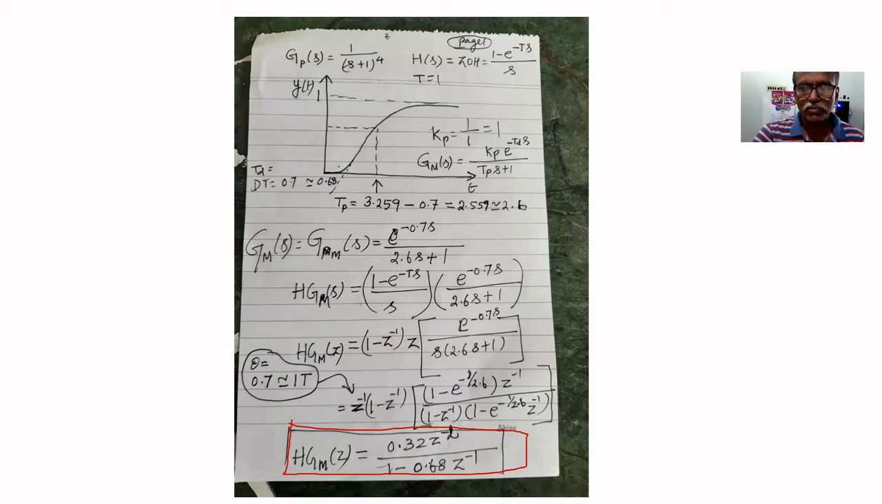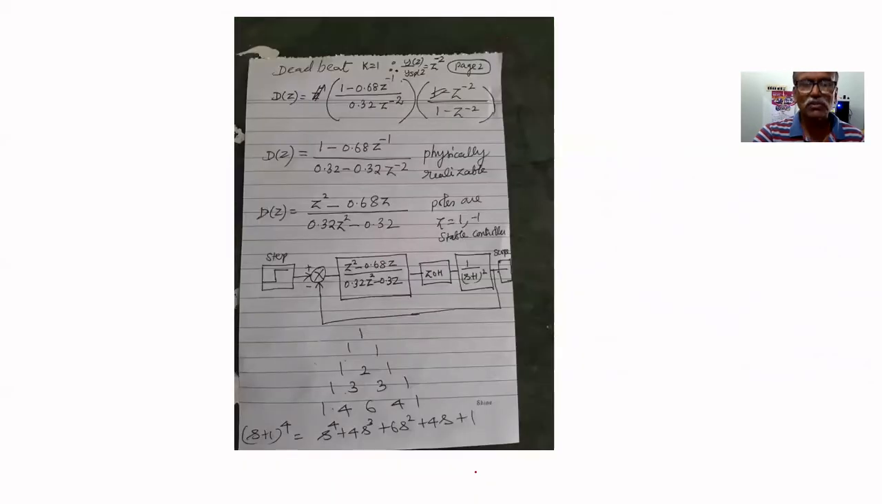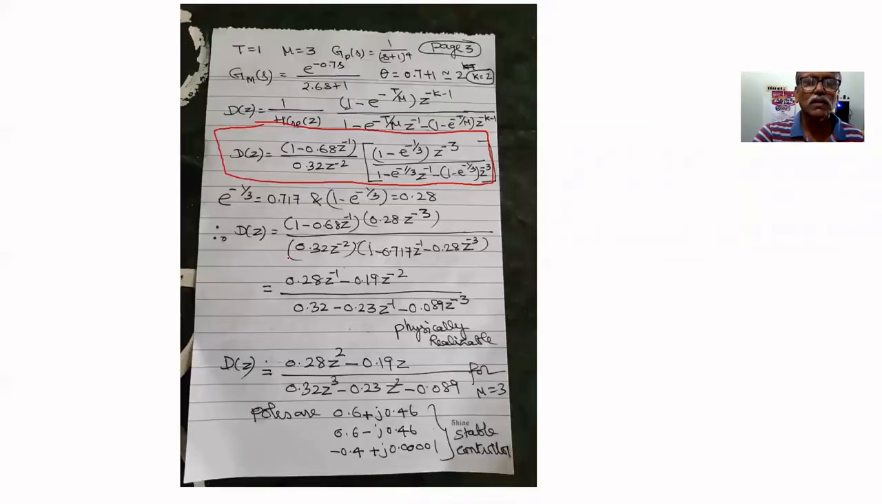0.32 z power minus 2 upon 1 minus 0.68 z power minus 1, that is substituted here. The same value is substituted here for 1 by HG P of z, and substitute T equal to 1, mu equal to 3, k equal to 2. If we substitute, we got this. Here e power minus 1 by 3 equal to 0.717, and 1 minus e power minus 1 by 3 equal to 0.28.